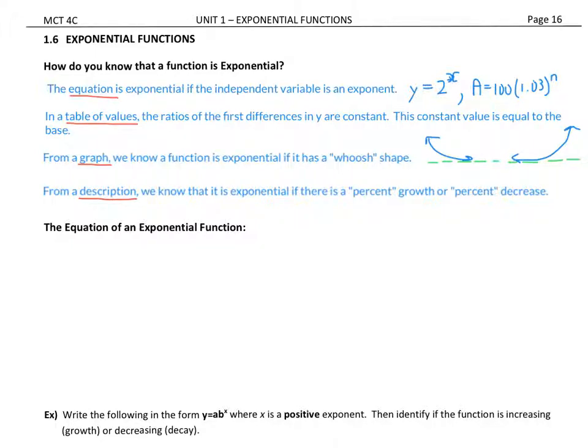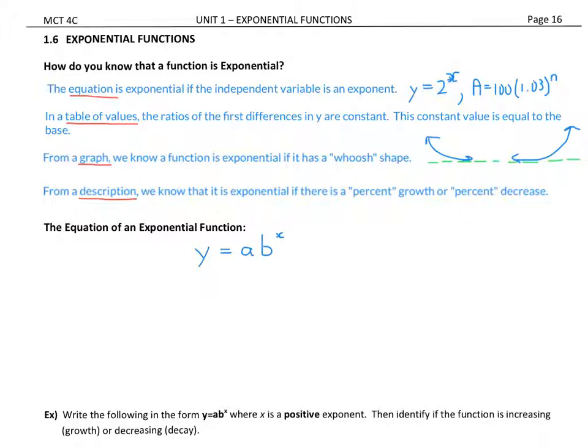All right, we're going to move into the generic equation for an exponential function. I'm going to talk about that here. And just in general, we end up with y equals, and then we use the parameters a and b, and then our independent variable, of course, is the x. And when we talk about this, we are always talking about x being the positive exponent.